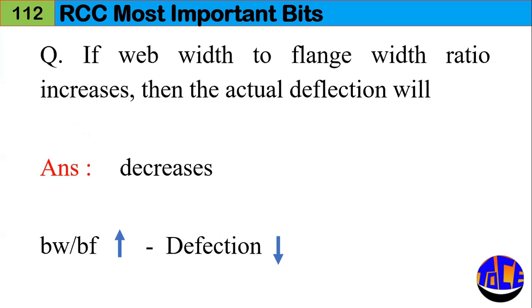Question number 112. If the web width to flange width ratio increases, then the actual deflection will decrease. bw is your web width and bf will be your flange width. So if web width by flange width increases, the deflection will decrease. This is vice versa.